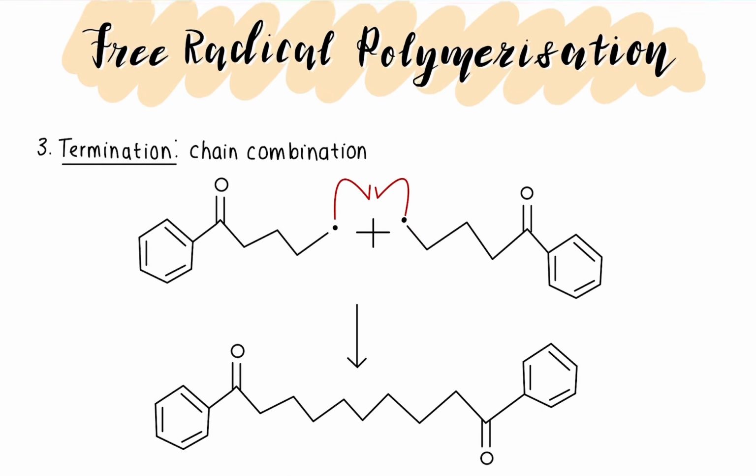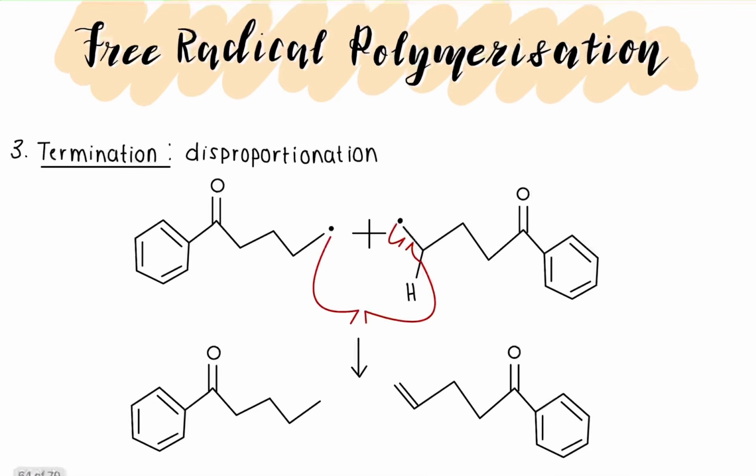The third and final step is termination, which occurs by 2 main mechanisms: chain combination, where 2 reactive polymers react together, and disproportionation, where a proton is taken from another polymer chain, which makes a polymer alkane and a polymer alkene.